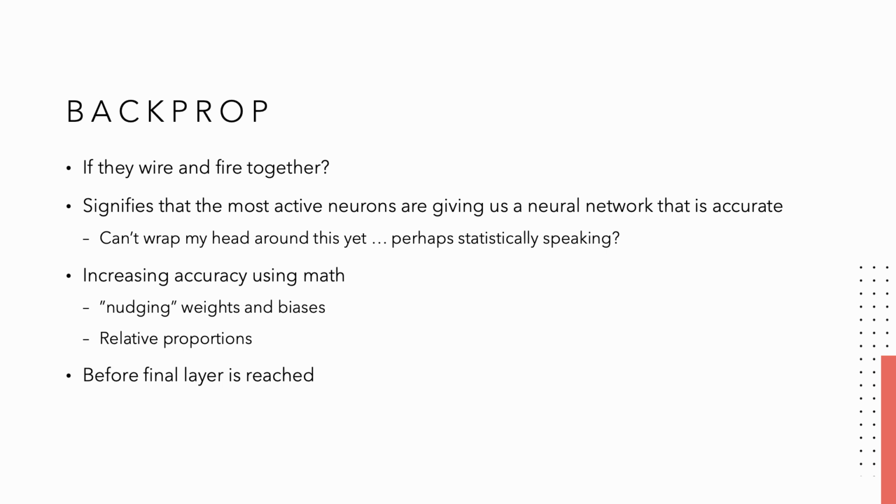So increasing accuracy using math, which we'll dive more into in the next couple of slides, will help us make more sense of the mathy point of view, but from a statistical point of view, I believe that's what I'm understanding from Hebbian. So propagating backwards applied to a single training example, nudging its weights and its biases up, down, and through relative proportions, applied right before the final layer of the neural network is reached, will get us that optimal output.